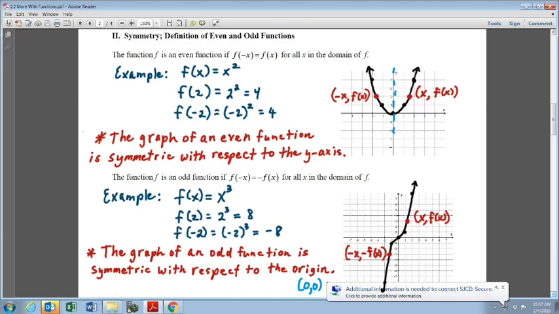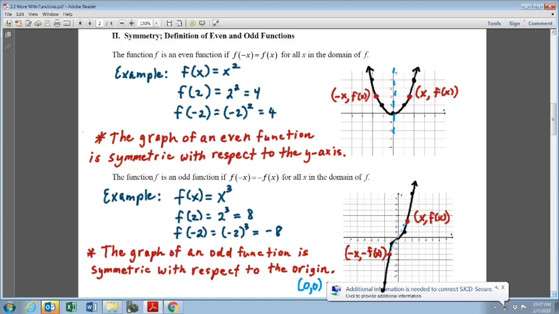And you could actually draw a line. See this line here? It goes through the origin, and basically this distance here is going to be the same distance on the opposite side to a point. So we have symmetry through a single point.